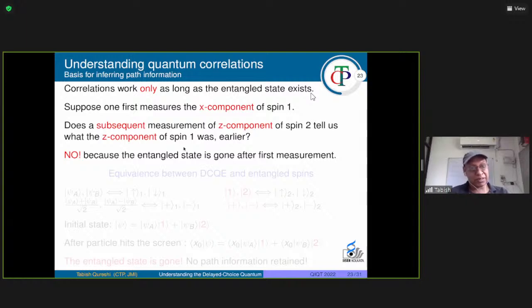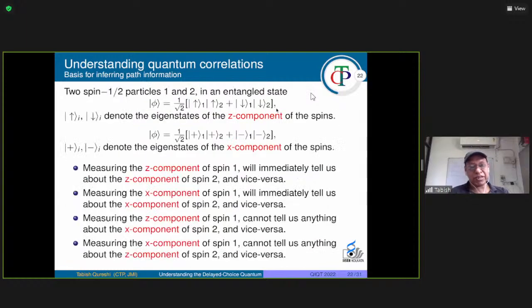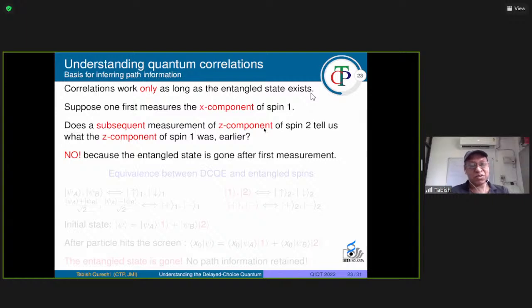So does the subsequent measurement of the z component of spin 2 tell us what the z component of spin 1 was earlier? The answer is a complete no, because as soon as you did the first measurement, the entangled state is gone. Once you get this x component of spin 1, either you get this answer or you get this answer. So the entangled state is gone. Later you cannot do another measurement and make an inference on the other component.